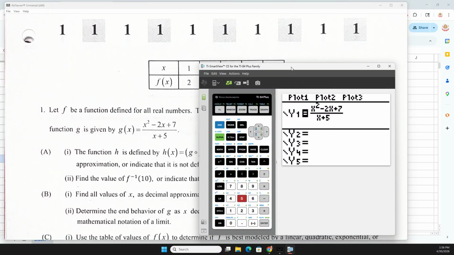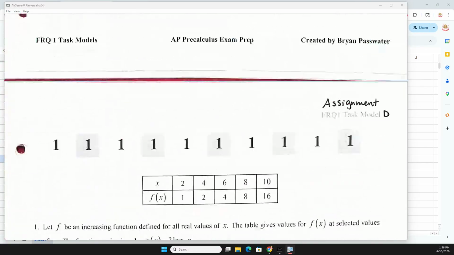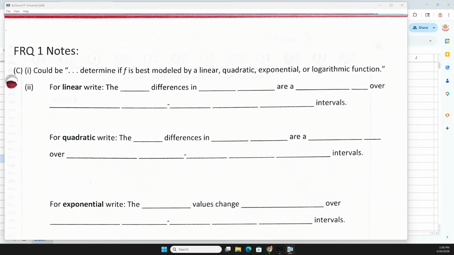Okay, so like I said, A and B, 1 and 2, each part will pretty much be the same for all of the different possibilities for FRQ1. What is different is part C. So C could possibly ask you to look at the table and decide if the function is linear or quadratic or exponential or logarithmic. So you make that decision. And then part 2 of C will ask you to give a reason why based on the function or something.